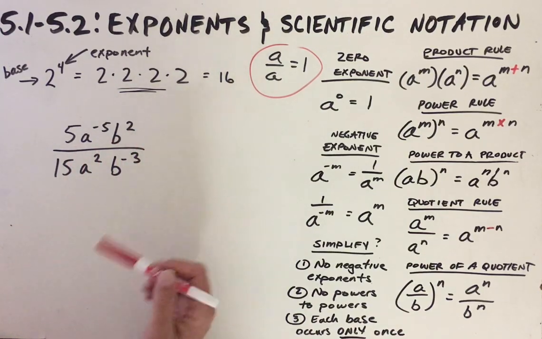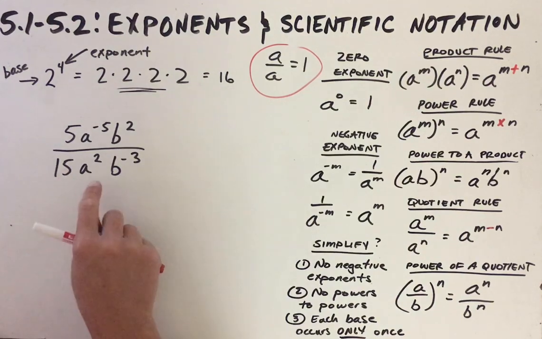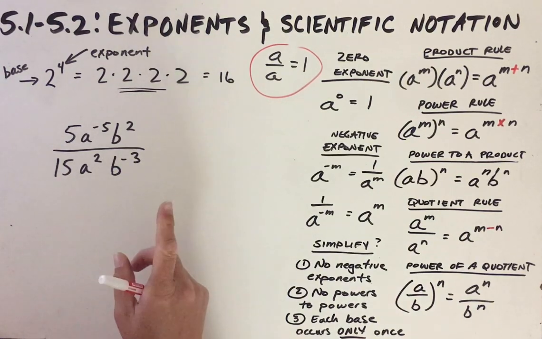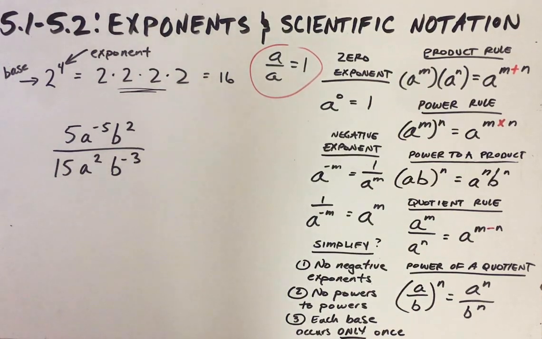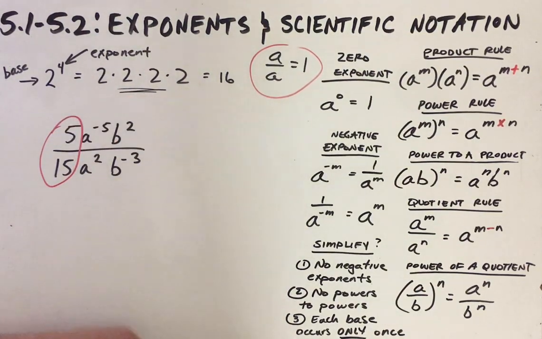Well, there's no powers to powers here, so we're good. But I can also have each base occurring only once. So when I'm done, I should only see a one time, and I should see b one time. And then, of course, it goes without saying that any constants should always be simplified, so you should put them in lowest form. Okay, so let's start by doing that.